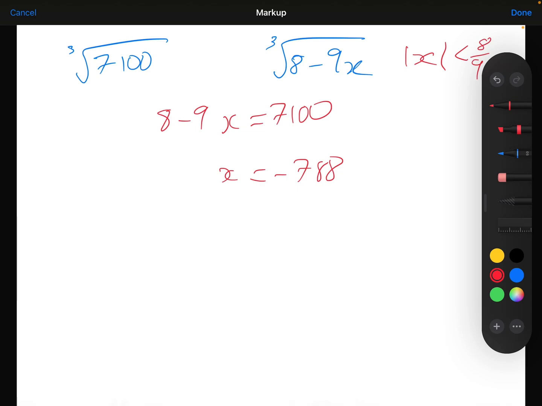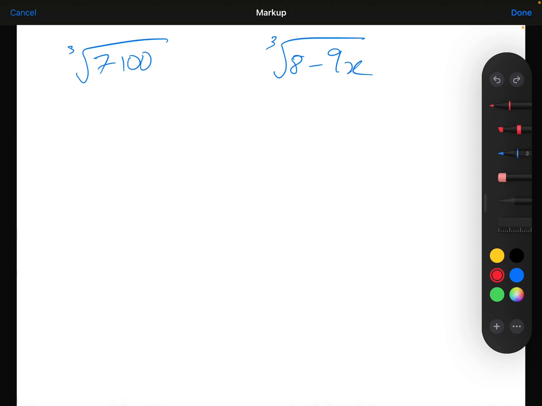Now, obviously, this is way outside of our validity. x has to be less than 8 over 9 and bigger than minus 8 over 9. So this is clearly way too big. So we can't use our expansion for something like this. So the issue is the fact that this 7,100 is way too big.